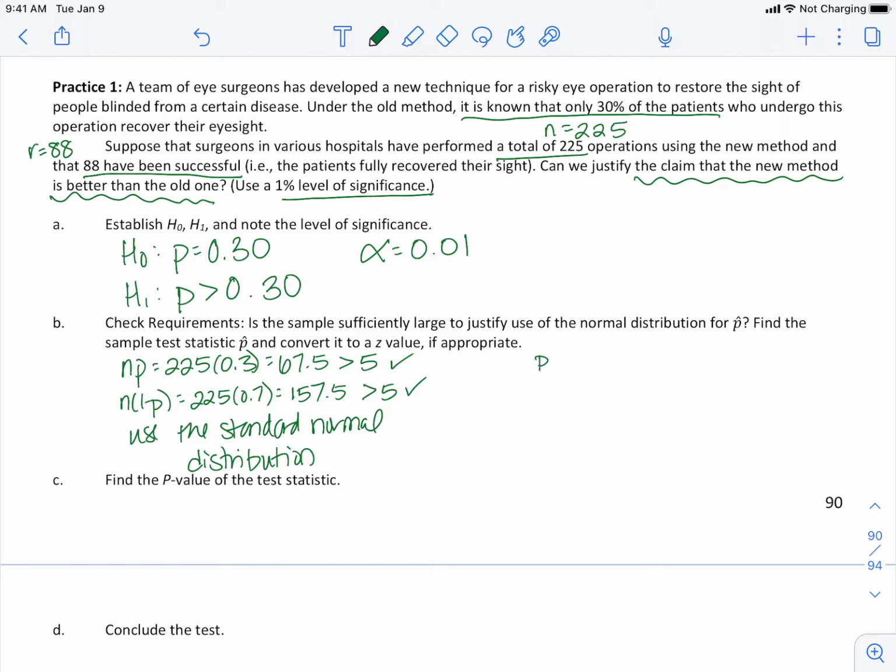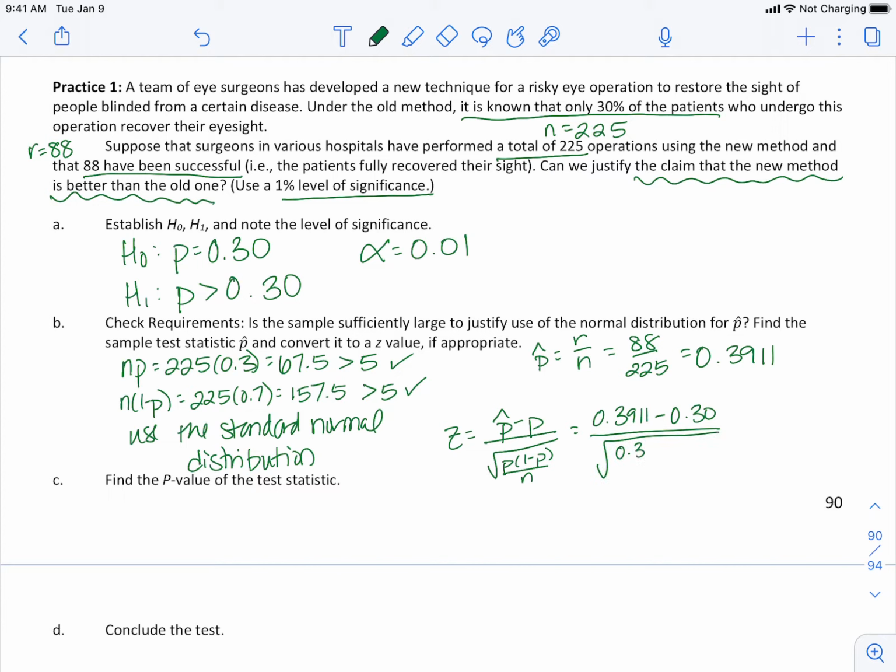All right, so now p hat is going to be R divided by N. So 88 divided by 225. If we want, we can write this as a decimal, 0.3911. And so let's do our test statistic. We have z is equal to p hat minus p divided by square root of p times 1 minus p divided by n. So this is 0.3911 minus 0.3 divided by square root of 0.3 times 0.7 divided by 225. So when we calculate, this is going to give us 2.9819. Notice this is a right-tailed test, and we got a positive z value. All right, for C, I want you to find the p-value of the test statistic. Please do this.